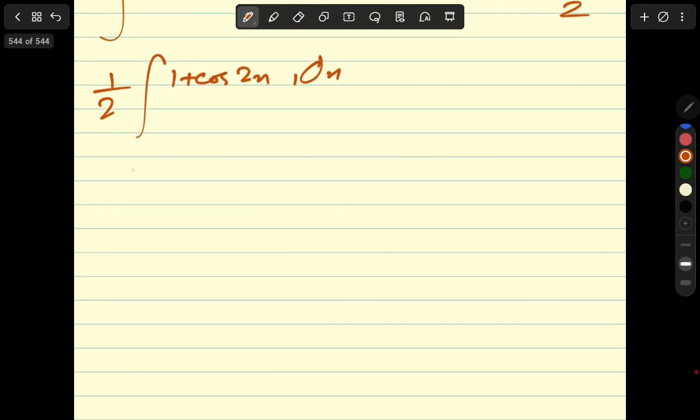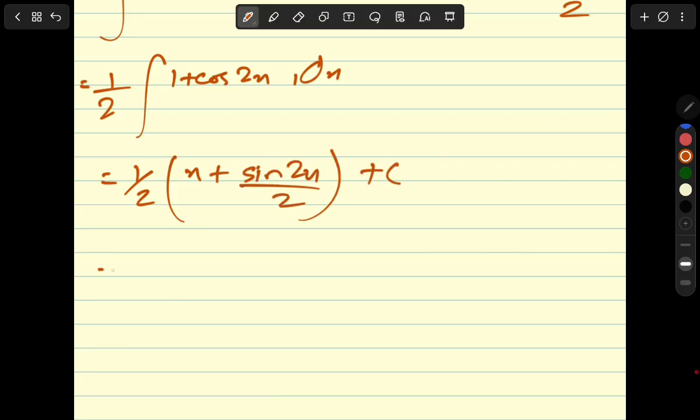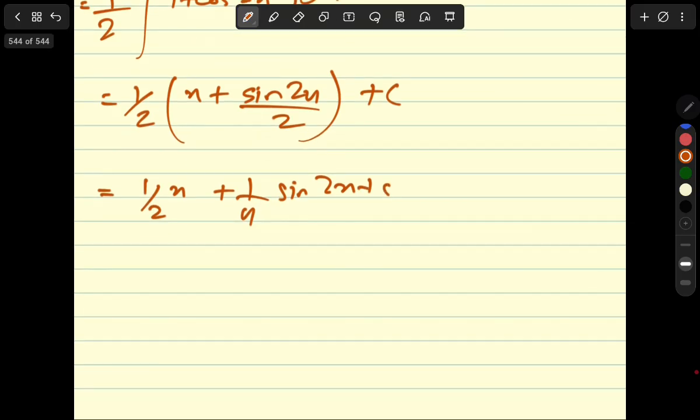So now this is going to become half x plus sine 2x over 2, and then a constant of integration. So this is going to become half x plus 1/4 sine 2x plus a constant of integration. Okay, now let's do a power of 4.